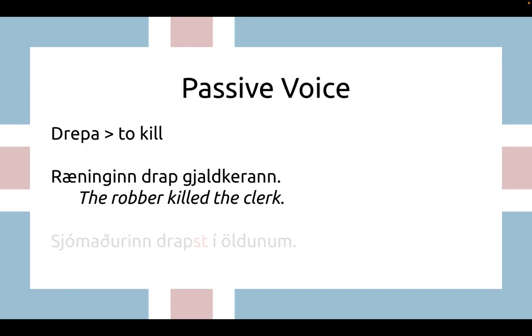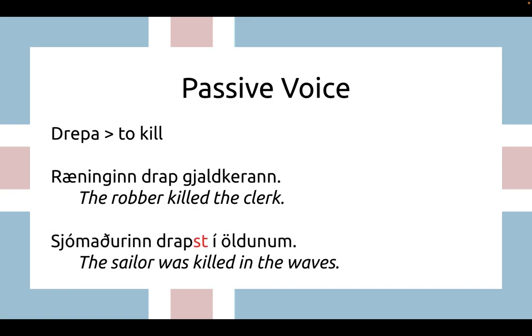Now, the passive voice, which we're going to use the middle voice to convey, is like in this example. Sjómaðurinn drapst í öldunum means the sailor was killed in the waves. So when we use drepa in the middle voice, drepast, it means to be killed and not to kill. So in this case, sjómaðurinn is the person that died, but he is also the subject of the sentence. We're using the middle voice to convey a passive voice, to be killed.